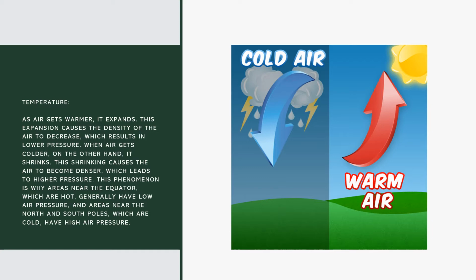When air gets colder, on the other hand, it shrinks. This shrinking causes the air to become denser, which leads to higher air pressure. This phenomenon is why areas near the equator, which are hot, generally have low air pressure, and areas near the north and south poles, which are cold, have high air pressure.